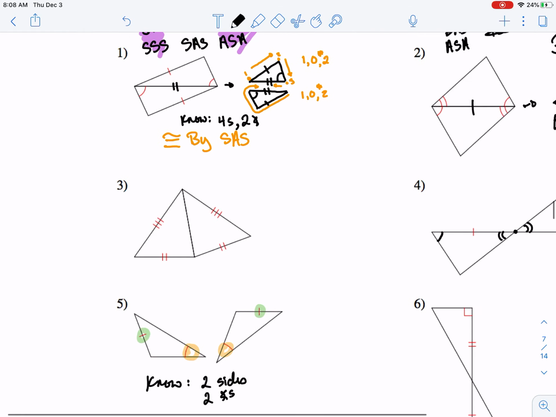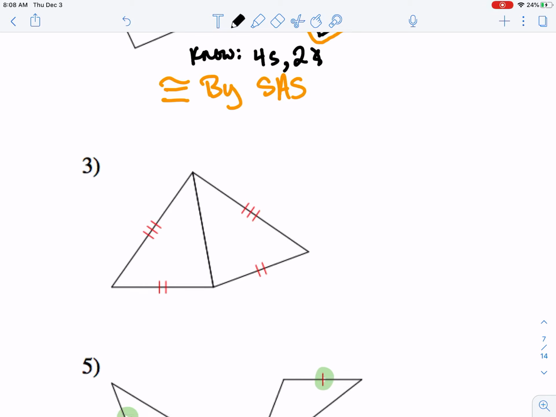All right, number 3, again, these are touching, so I have to know to put a mark here. Again, extremely important, when you're adding these marks, use a different amount, okay? Reason being is because you don't know the side that I just marked as being congruent to the other sides.